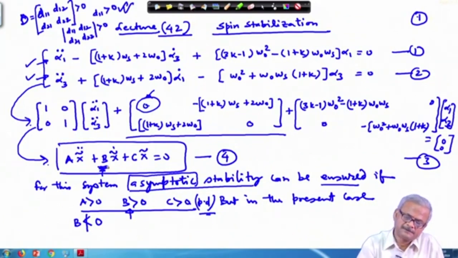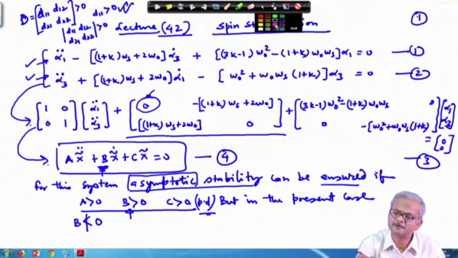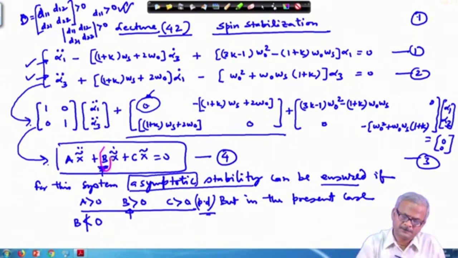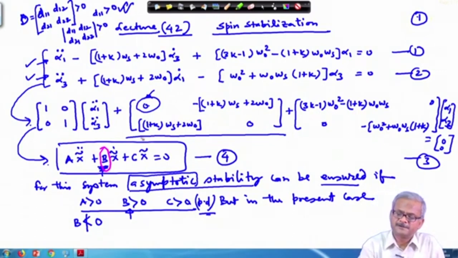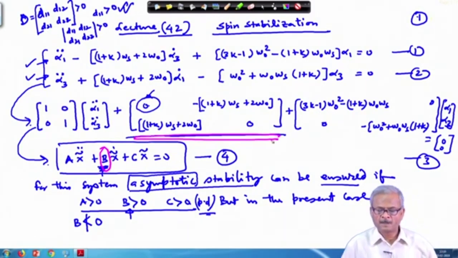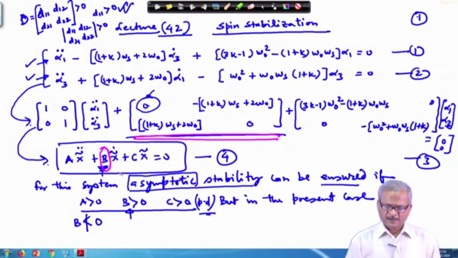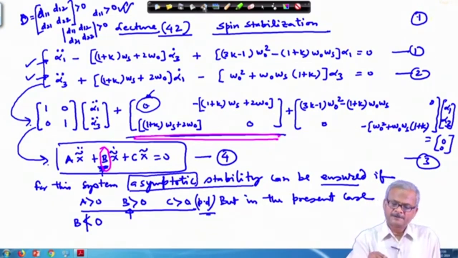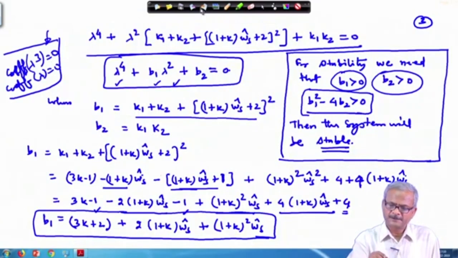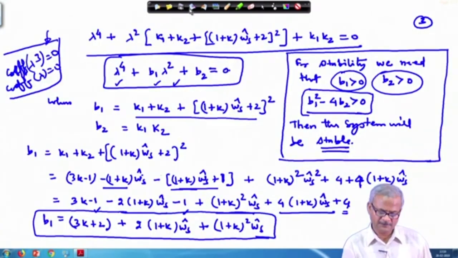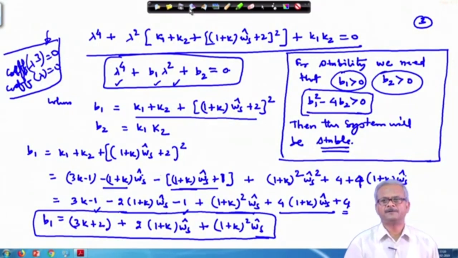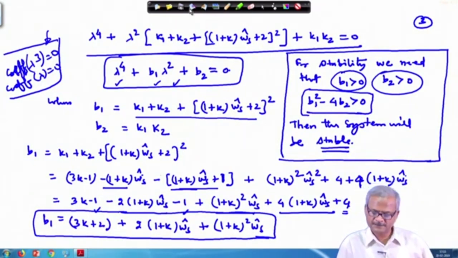This B matrix is not positive definite, okay. As you can see here, this is not a positive definite matrix. So, we cannot ensure asymptotic stability here in this case, but at least we can ensure that this system remains stable, meaning once you disturb the system from the equilibrium state, the disturbances remain bounded.